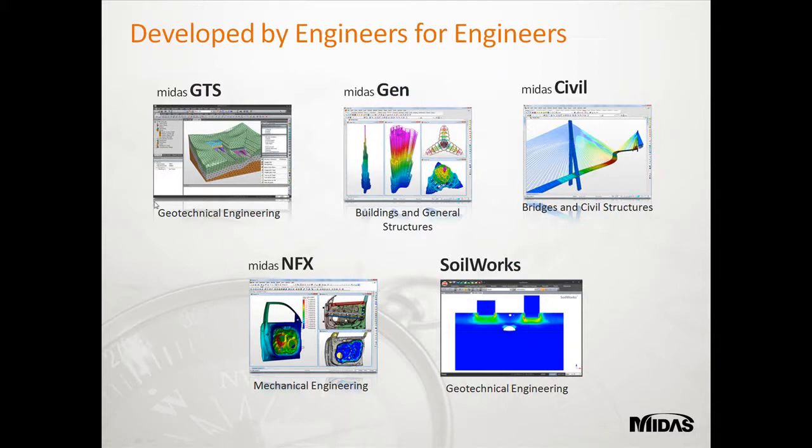These are the five main software that we develop here in the New York office that we distribute. As you can see, we have the Midas Gen, which is our building and general structures software. We also have the Midas Civil, which is our bridges and civil structures software. We also have the mechanical engineering software called Midas NFX, and we have two geotechnical engineering software. One is 3D, which is the Midas GTS, and the one that I'm gonna talk about today, which is Midas SoilWorks.